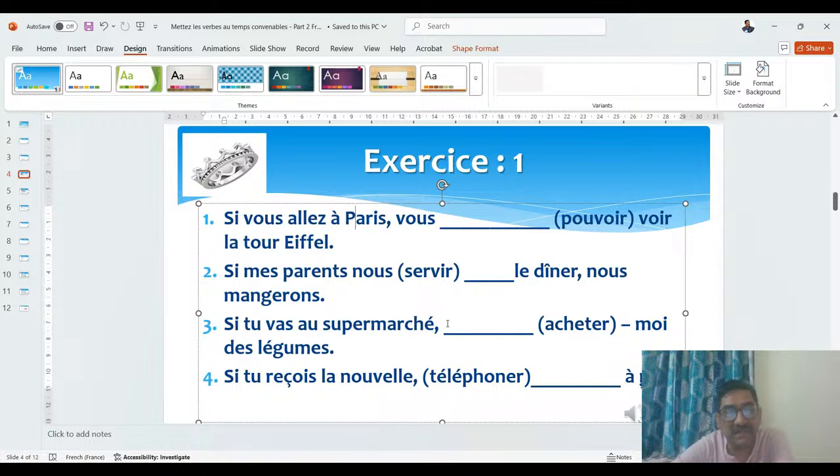There is nothing. No tu, no je, nothing. So that is one clue of imperative coming here. So si tu reçois nos nouvelles, if you receive the news, téléphone à moi, téléphone à moi, tu is there. So téléphone conjugation should be in tu.